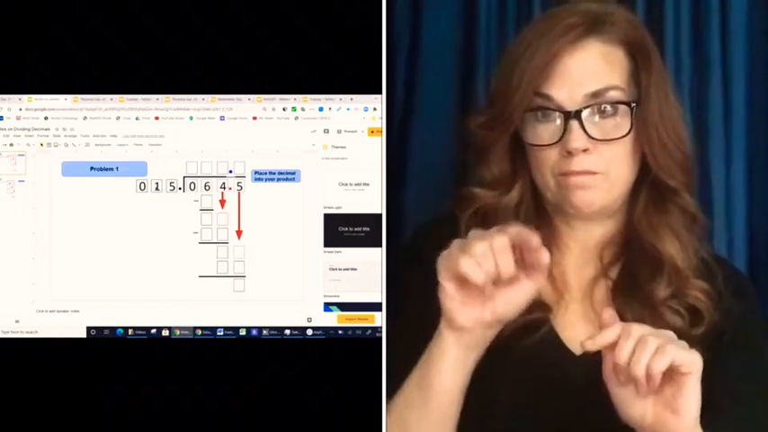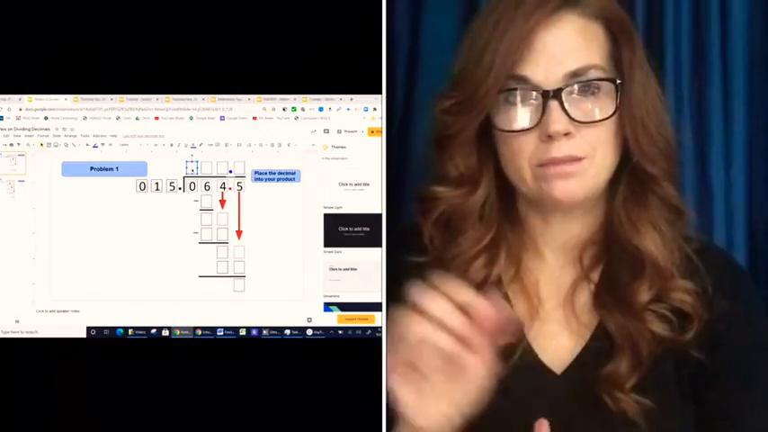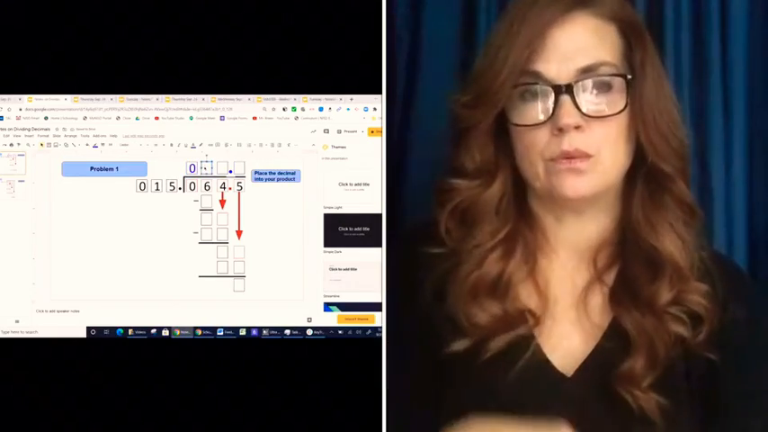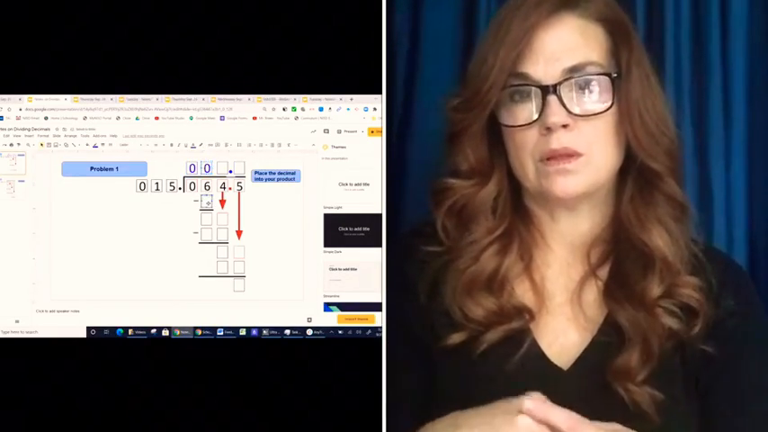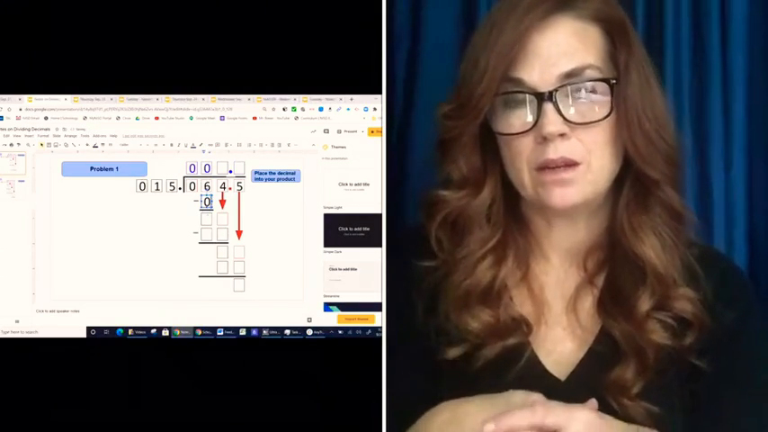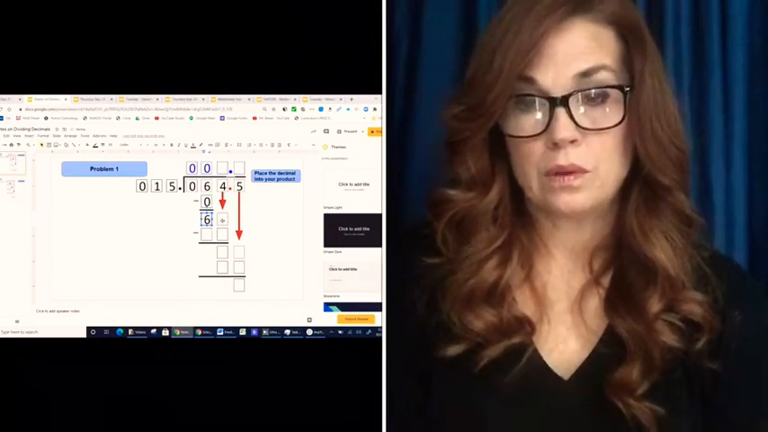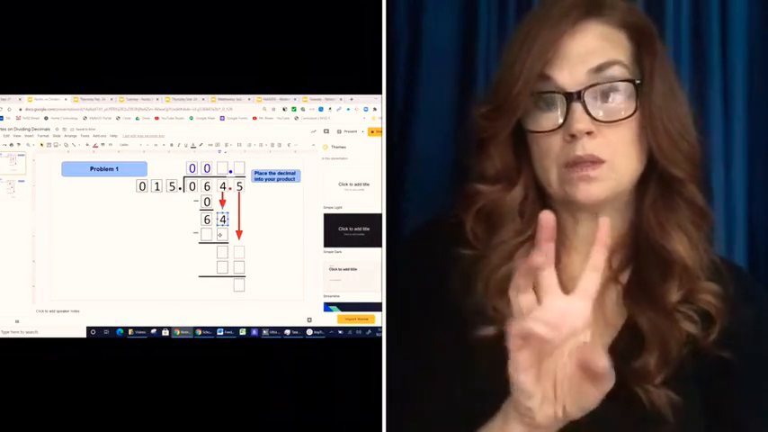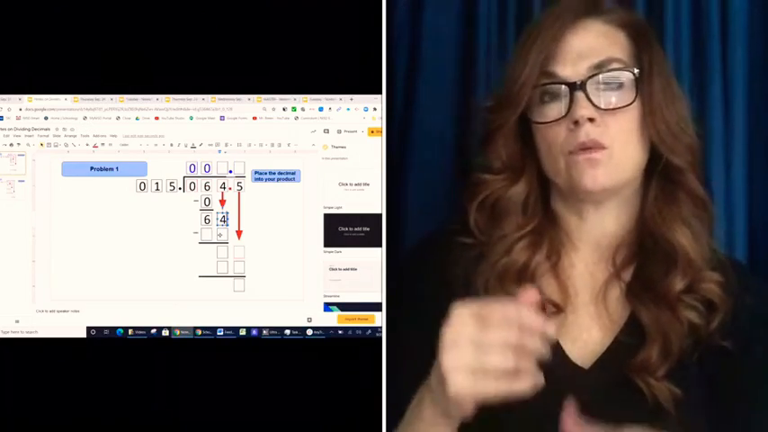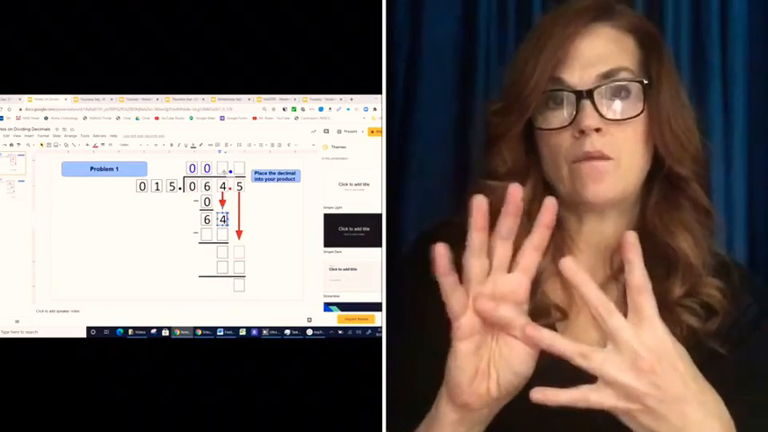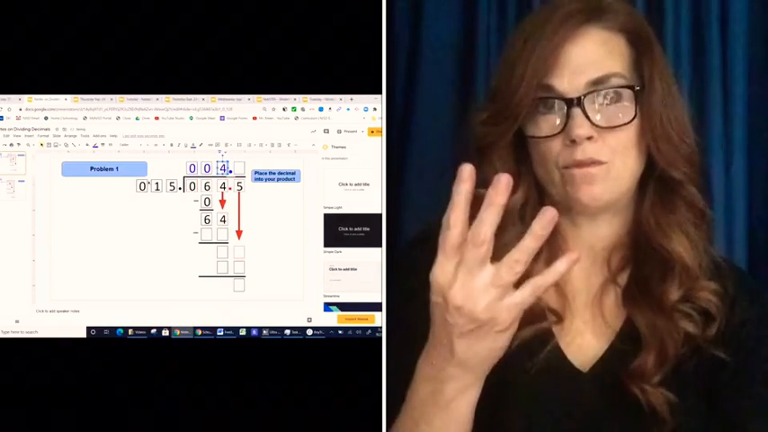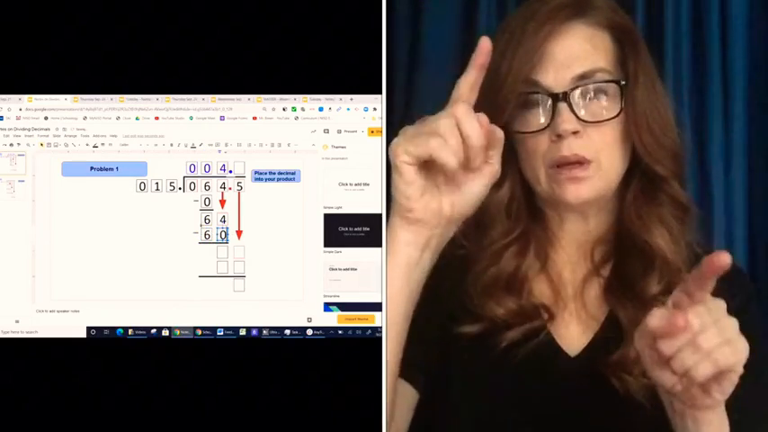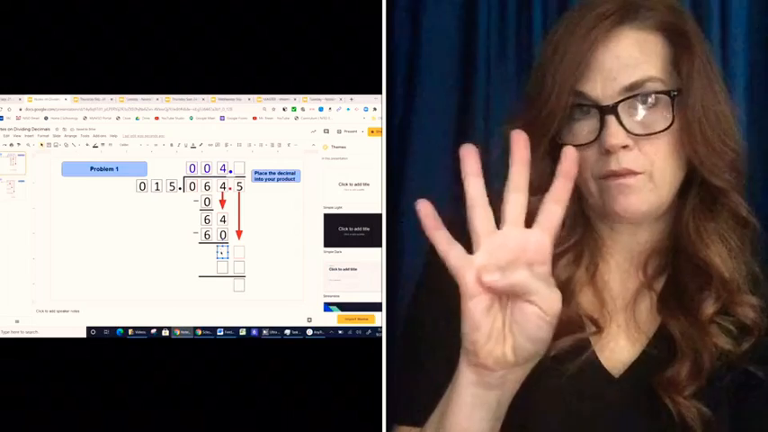So I'm looking at this, and 15 goes into 0 times. So I'm just going to put a 0 up here. Now how many times does 15 go into 6? Well, 15 goes into 6 0 times. So 0 times 15 is 0. 6 minus 0 is 6, and now I need to bring down the 4. How many times does 15 go into 64? Well, if I go 15, 30, 45, 60, that's 4 times. So 4 times 15 is 60. And now I need to do 64 minus 60, which gives me 4.